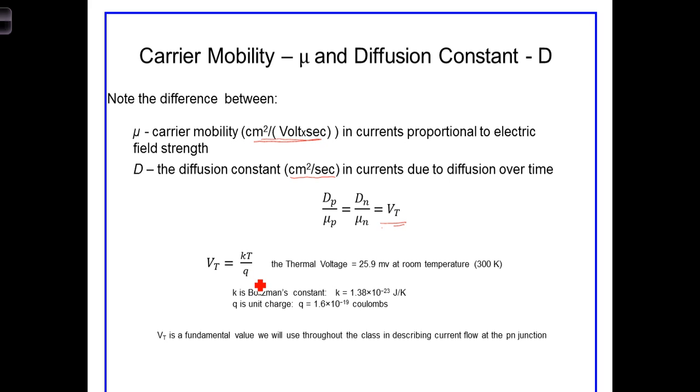So at room temperature, where T equals 300 K, and Boltzmann's constant in units of joules per degree Kelvin is equal to that, and of course the unit charge in coulombs, which is the MKS units also, is 1.6 times 10 to the minus 19th. When you plug these values into this expression, you find that the thermal voltage at room temperature is 25.9 millivolts. This thermal voltage is a fundamental value that we'll be using throughout the class as we describe current flowing at a PN junction, or in general through transistors.